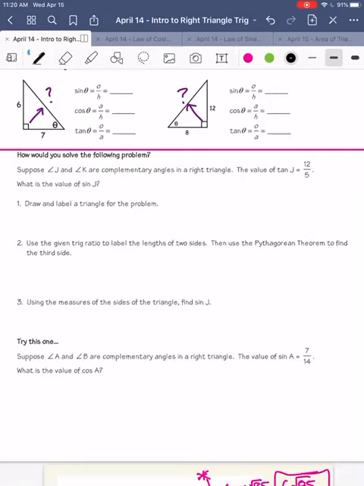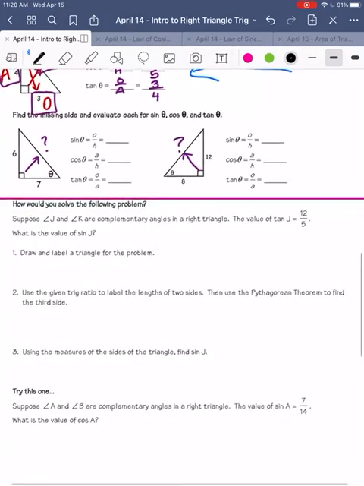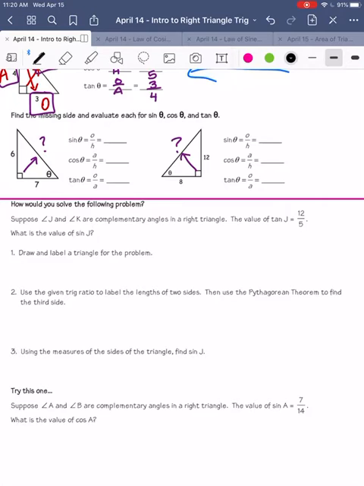So let's look at this. This is where we pick up on our notes from yesterday. We're just finishing the notes, okay? All right, so it says, suppose angle J and angle K are complementary angles in a right triangle. Let's remind each other what this means. Complementary means the sum is 90 degrees. So the two angles that are not the right angle will be complementary. And that makes sense because a triangle should be 180 degrees.